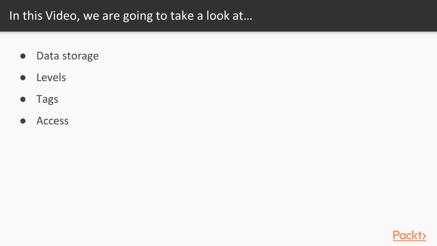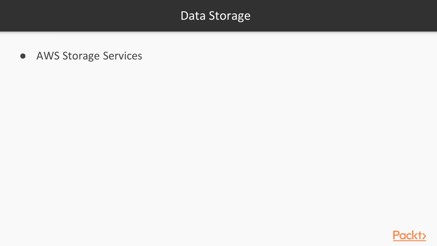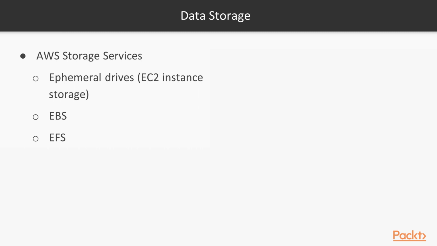We are going to cover data storage, the different options of data storage, levels of classification, tags, and access. First of all, let's review the different storage services that we can find in AWS. We have multiple storage services like ephemeral drives, which are the EC2 instance storage. Not all the EC2 instances have this ephemeral storage, but most of them. Also EBS, which is the fastest storage that you can attach to an instance. It's like a hard drive that you attach to an instance. Elastic File Service, which is like an NFS service. S3, which is an object service.